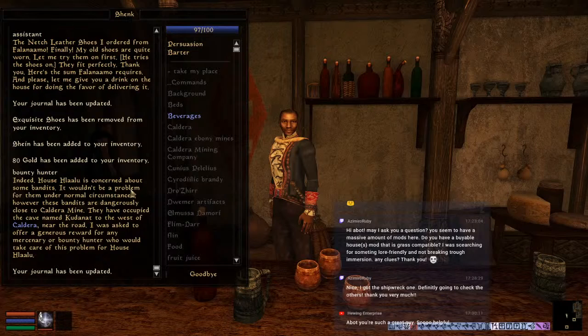Shank Vassia, the publican of Caldera, has informed me that some bandits are dangerously close to Caldera mine. They are operating from the cave of Cudanat, to the west of Caldera, near the road. House Hlaalu is afraid that they might get brave enough to attack a caravan transporting ebony one day, so they offer a generous reward for any bounty hunter who would take care of them.